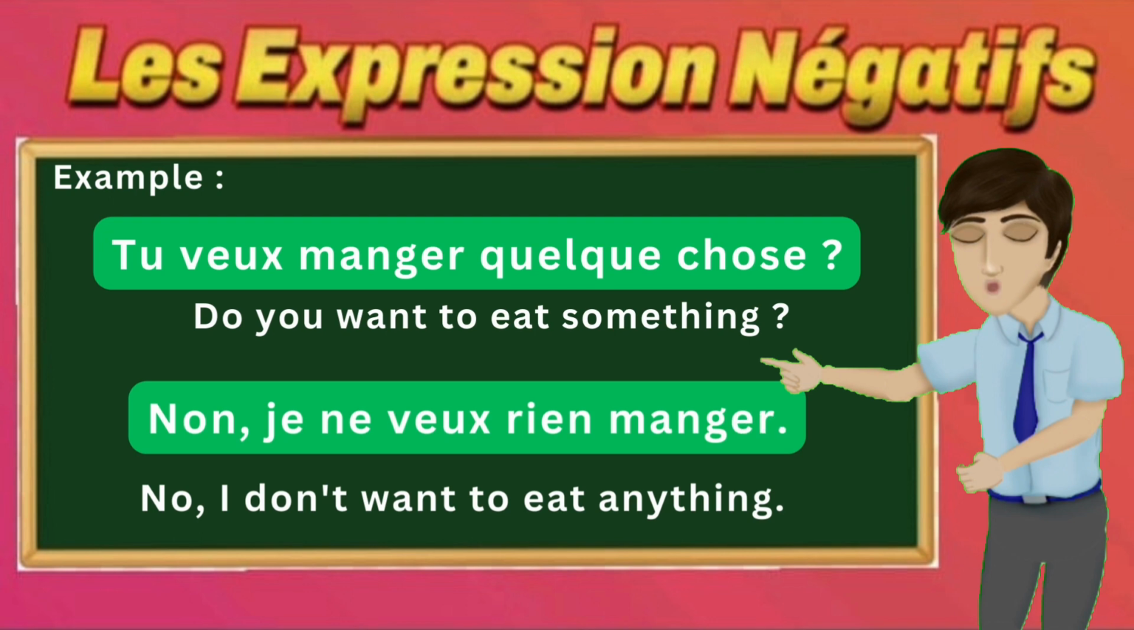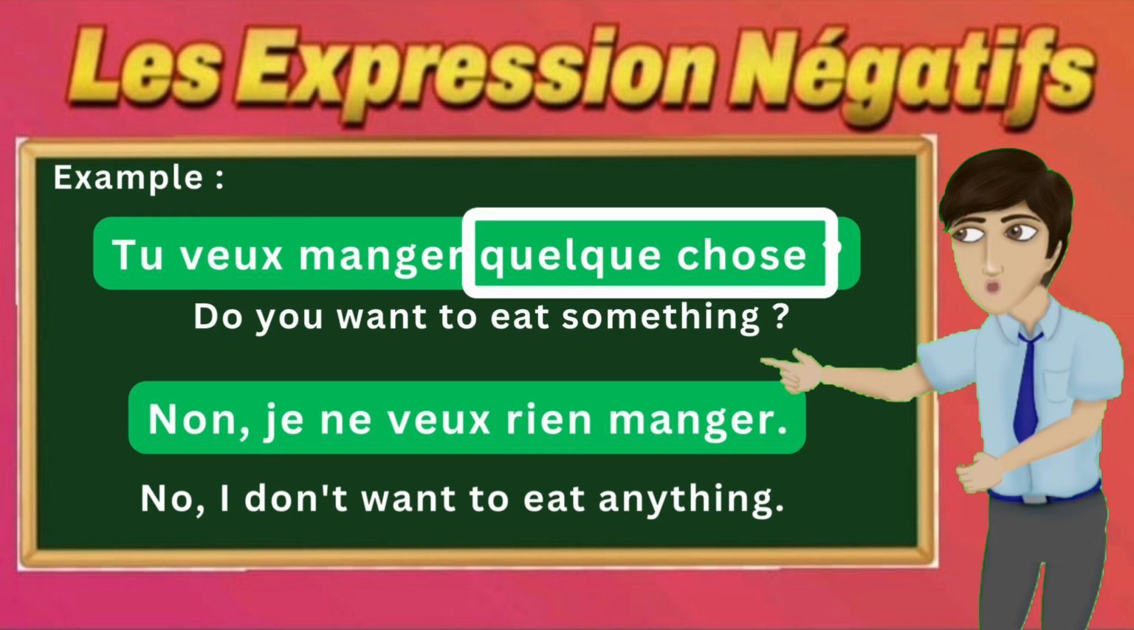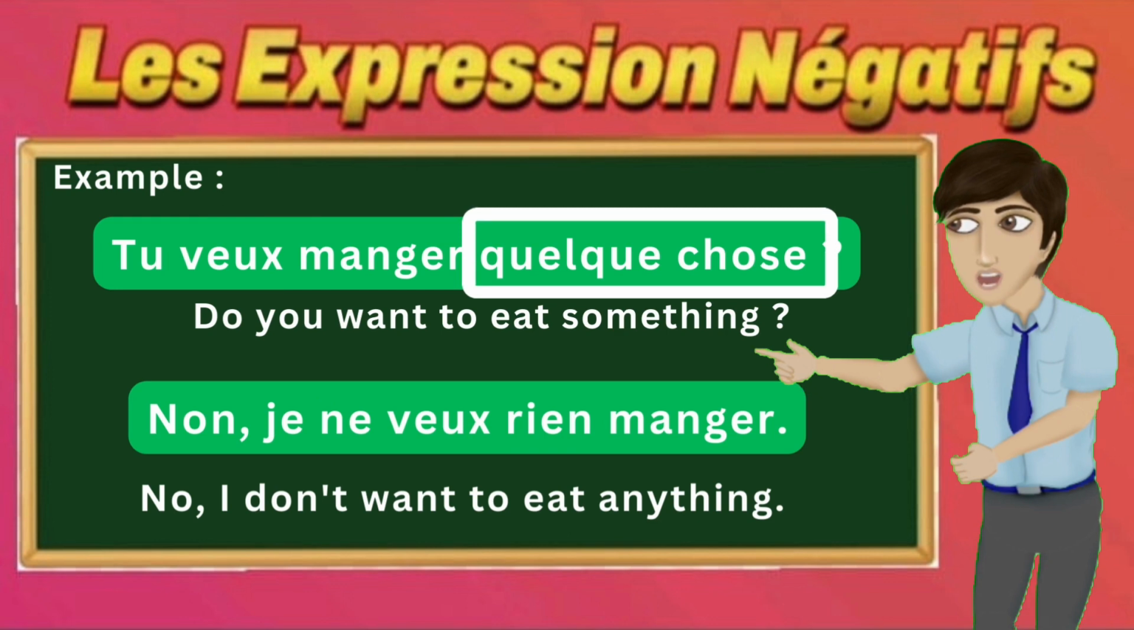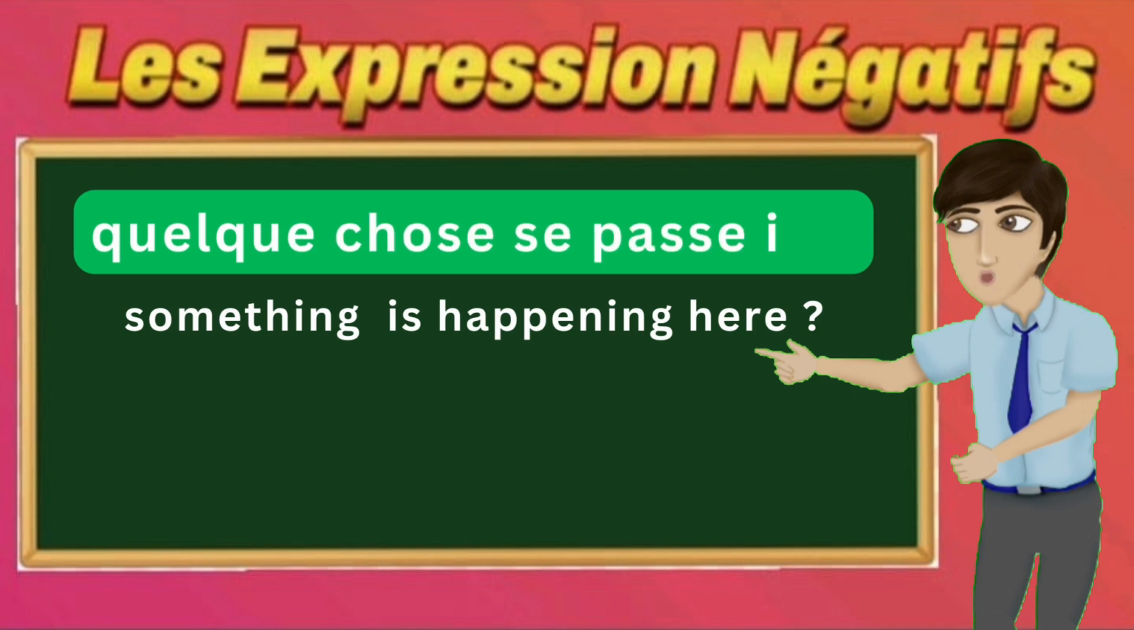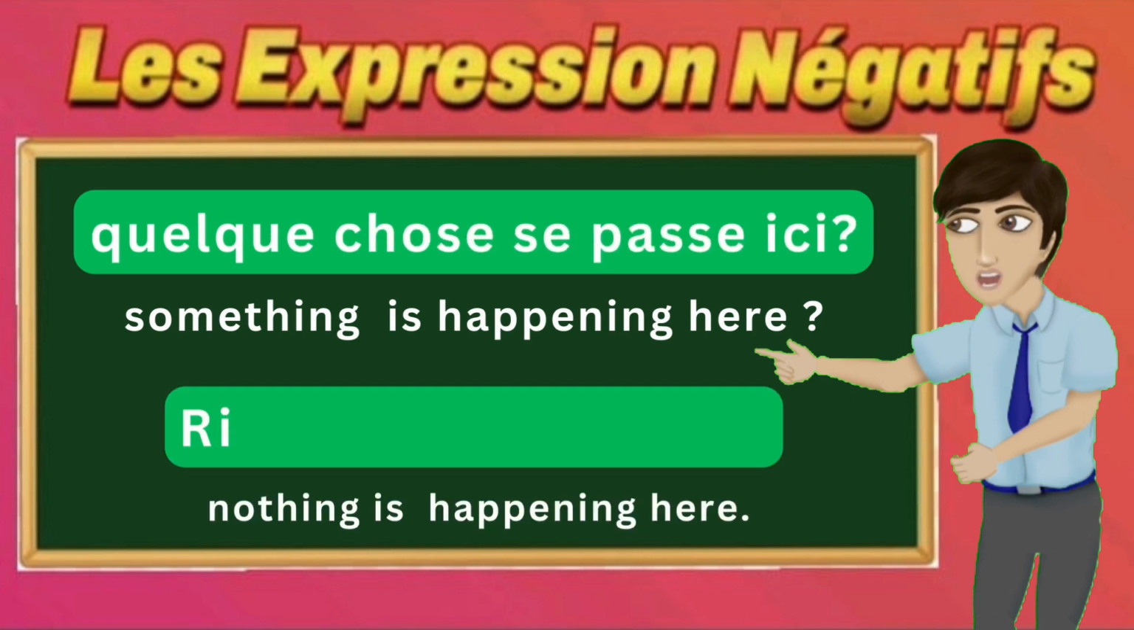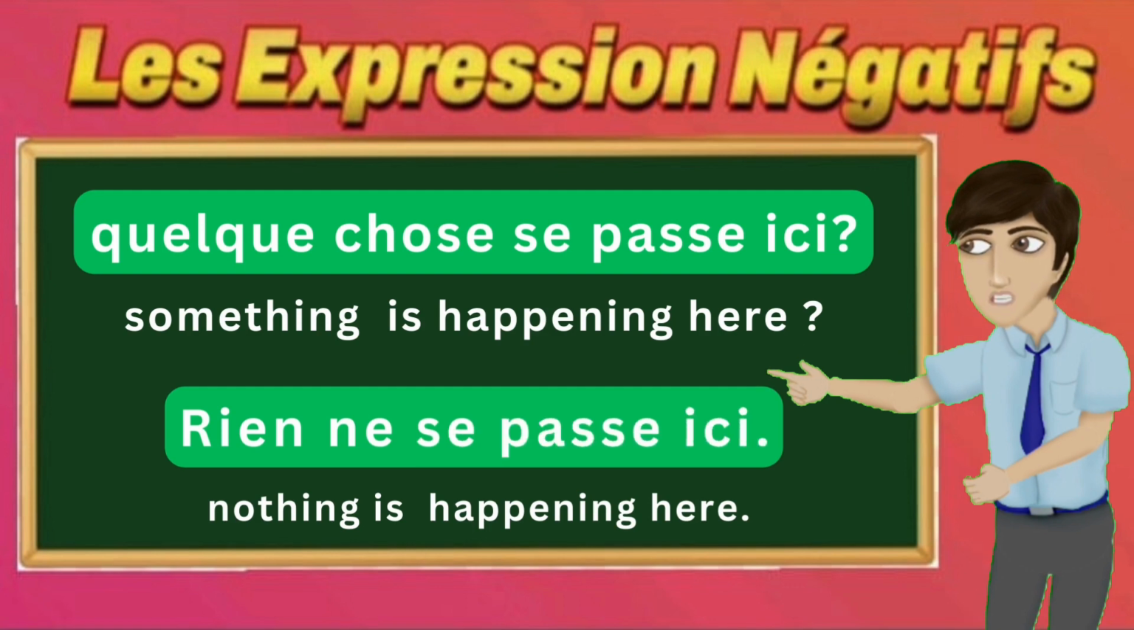In the sentence, veux is a verb. So we write ne before the verb and rien after the verb instead of quelque chose, which means something changes to anything. The other example is quelque chose se passe ici. Something is happening here. The answer is rien ne se passe ici. Nothing is happening here. Now, since we didn't have any subject in the statement, we start directly with rien ne in the beginning. See, quelque chose se passe ici. Rien ne se passe ici.